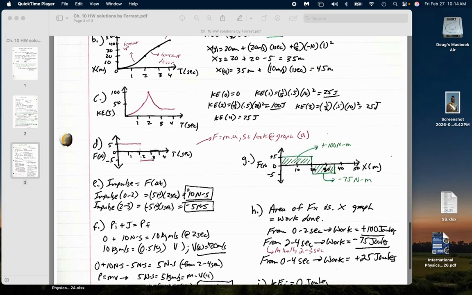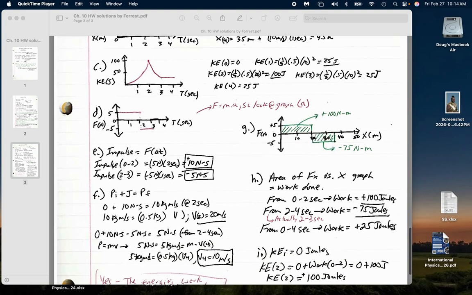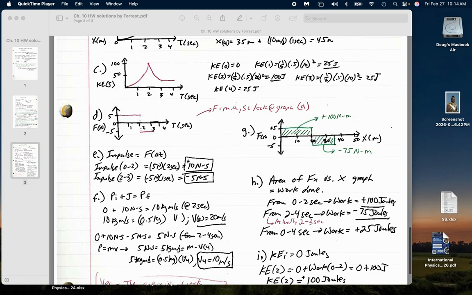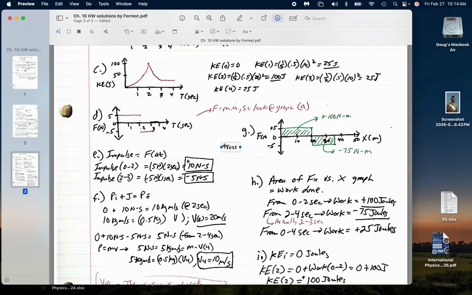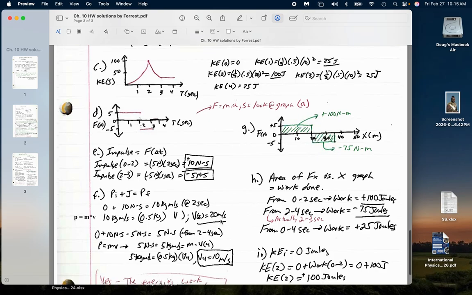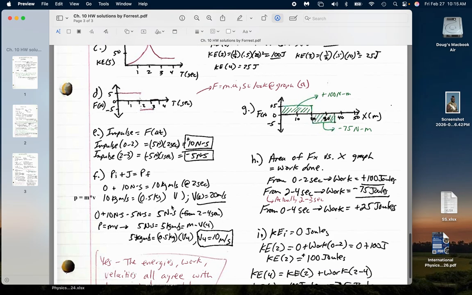For F, you're asked basically to figure out the speed at the end of 2 seconds and 4 seconds using the impulse momentum theorem. So we start with 0 units of momentum. We add 10 units of impulse from 0 to 2 seconds. We end up with, therefore, 10 units of momentum after 2 seconds. P equals m times v. So something like that. And we end up figuring out that we get 20 meters per second. So 10 units of momentum is 0.5 kilograms times v.